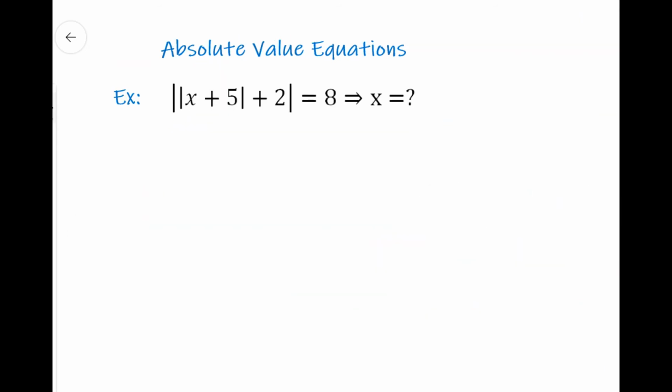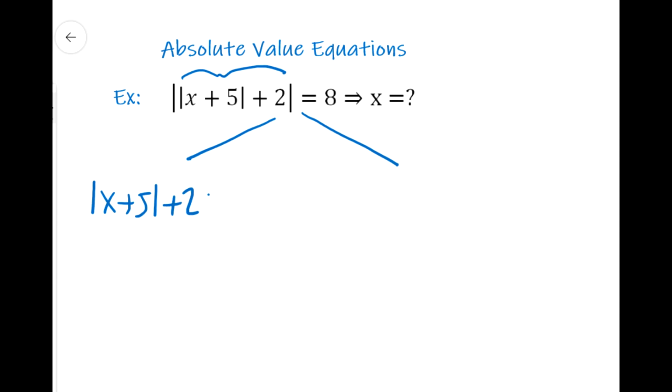Okay, guys, this is our last question in this video. As you can see, we have more than one absolute value, and you may encounter those questions as well. Well, firstly, because we have 8 here, we have 2 possibilities from here, guys. Either the inside, which is the absolute value of x plus 5 plus 2, is positive 8, or the absolute value of x plus 5 plus 2 is negative 8, guys.